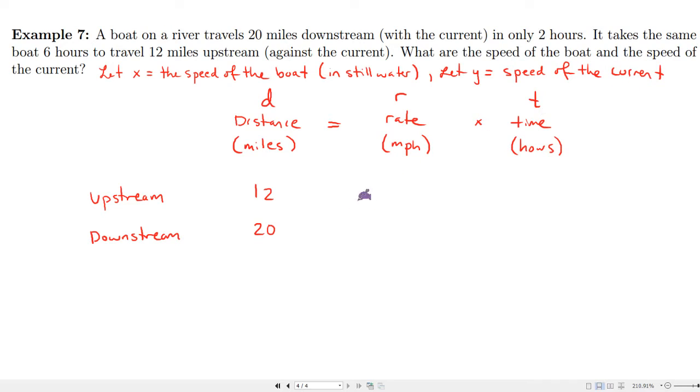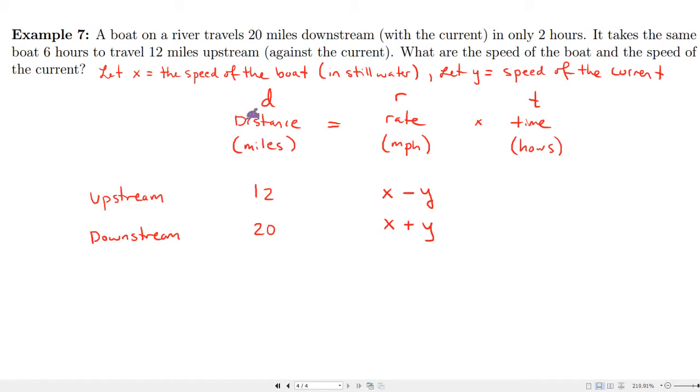Then if you're going upstream, then you're going to take the speed of the boat and you're going to take away, the current is going to take away some of the speed, right? So going upstream is going to be harder, right? So x minus y will be the rate. Downstream, the current is going to add speed to the boat. So you would add these two, right?